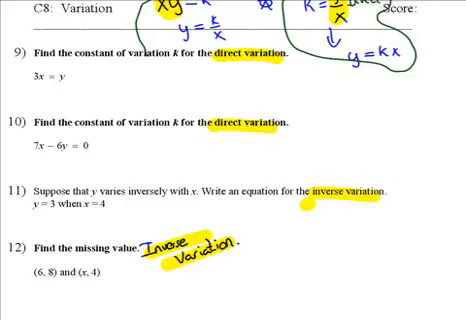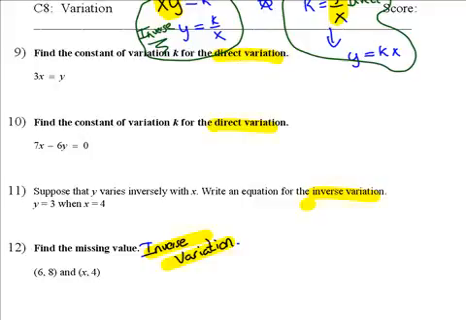Inverse doesn't start with a D, and multiplication doesn't start with a D. This is inverse. Okay? That's the easiest way to keep them separated. Just use that little alphabetical thing. Direct, divide, x and y. Inverse, multiply, x and y. So in a direct variation, the equation would look like this.